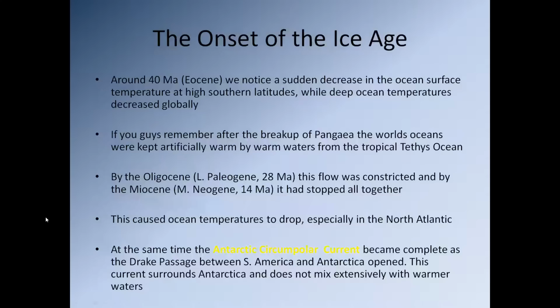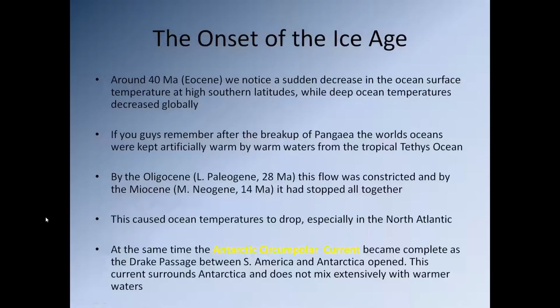Okay, so let's look at the onset of the last ice age. So the onset of the last ice age actually has a very long build-up. It takes a very long time to get there. So around 40 million years ago, that's during the Eocene, we begin to notice a sudden decrease in the ocean surface temperature at high southern latitudes. That's towards the South Pole, while deep ocean temperatures decreased globally.